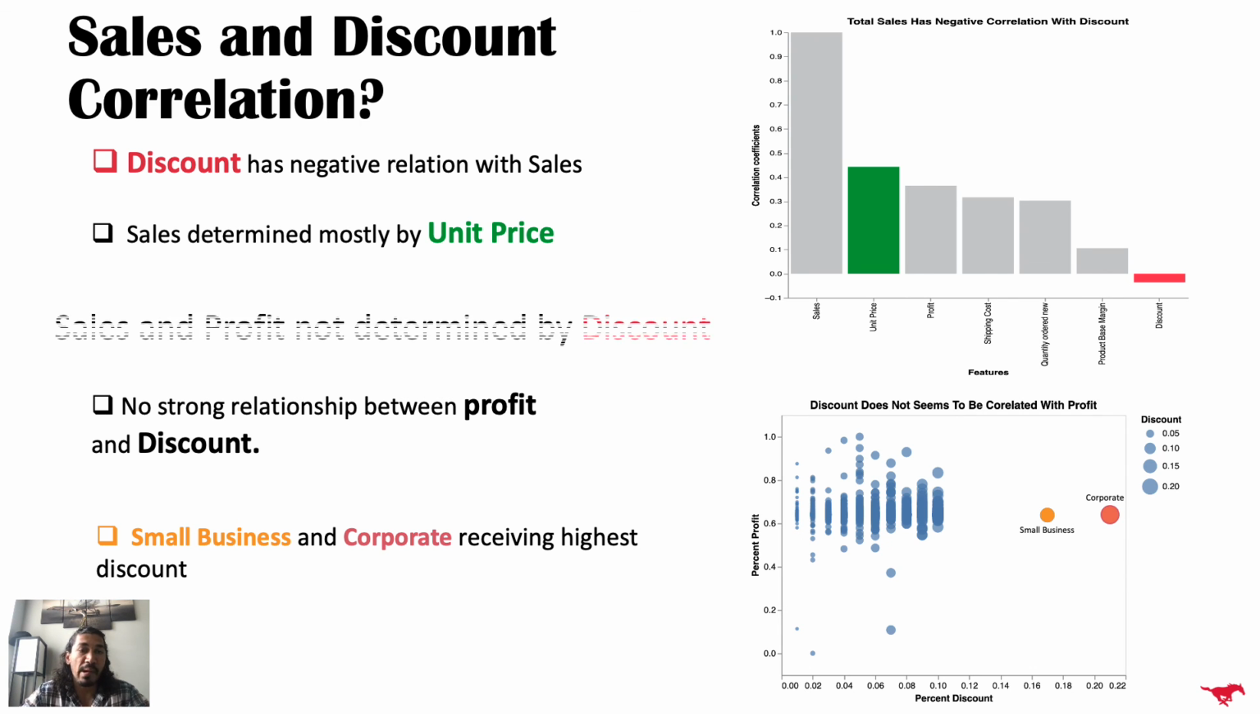So to sum up, in summary, what we can say is that the sales and profit that our company makes are not determined by the discount we give to our customers and the different products.